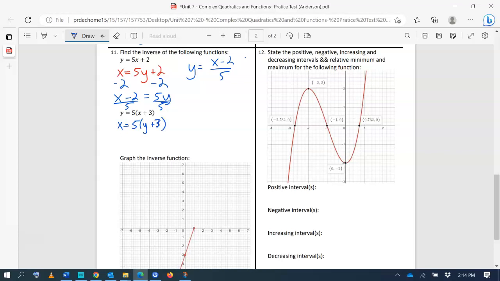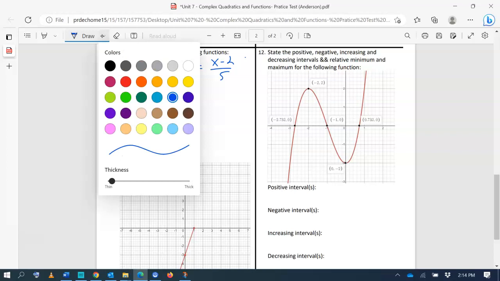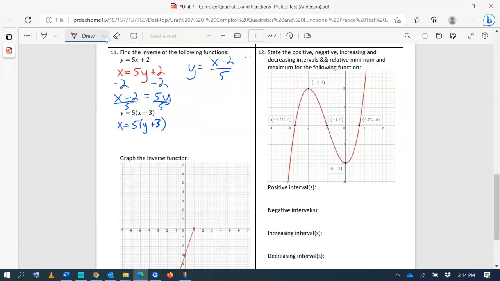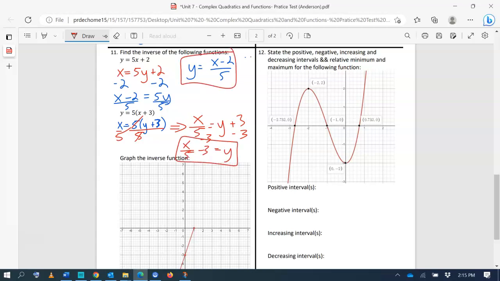That's a 3. First step here is divide by that 5 on both sides. So that cancels off with that. So we get x over 5 is equal to y plus 3. And then finally subtract 3 from both sides. So we get x over 5 minus 3 is equal to y. Those are our two answers for those.